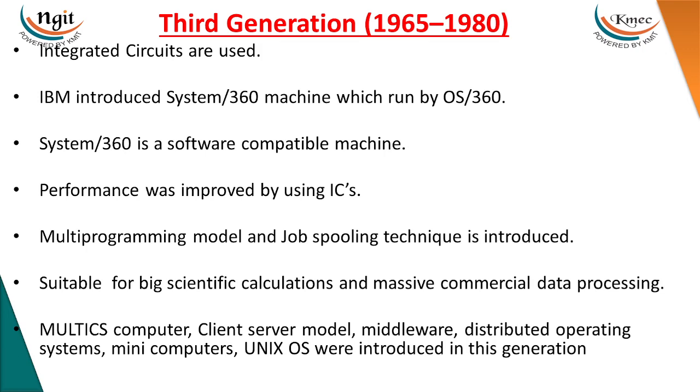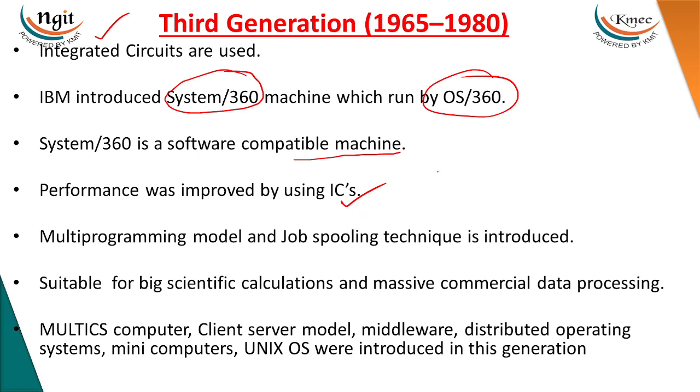Third generation computers, where transistors are replaced by integrated circuits. Large integrated circuits are used here. IBM introduced System 360. The system is called System 360, which is run by the operating system OS 360. System 360 is a software compatible machine, and the performance of this particular system is improved using integrated circuits and integrated chips.